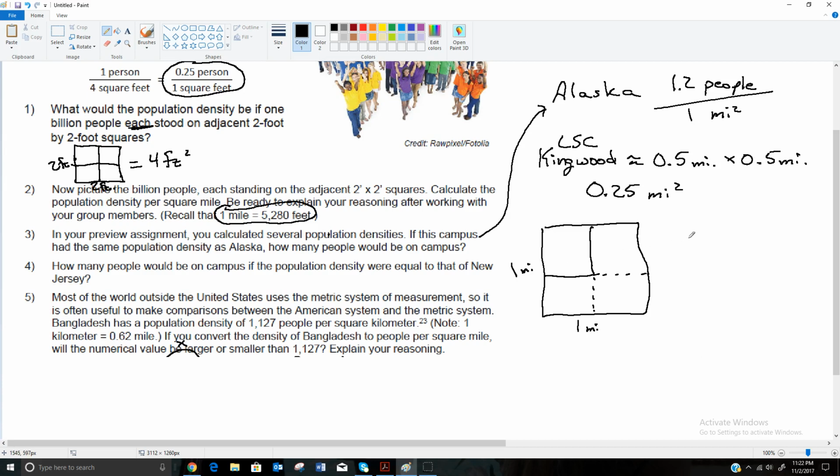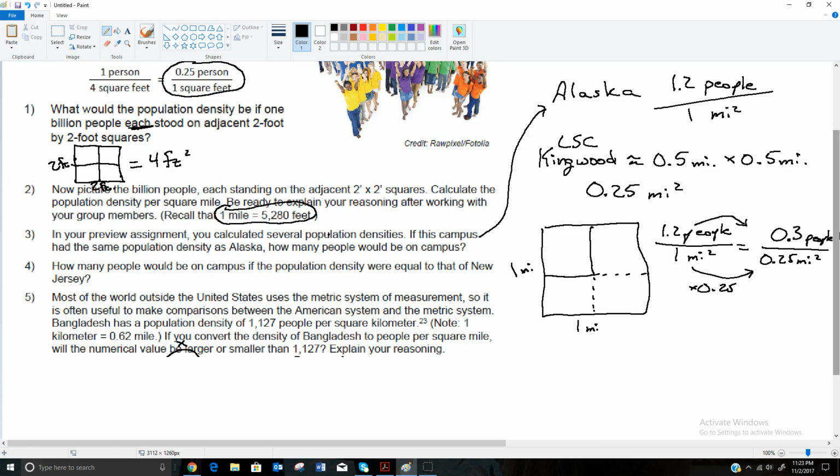Well, let's again set up something to kind of help us compare that. We want to know if you had 1.2 people per 1 square mile, what would that be if you had only 0.25 square miles? Well, to get from here to here, we have to multiply by 0.25. So to find out the equivalent, 1.2 times 0.25 gets us 0.3.